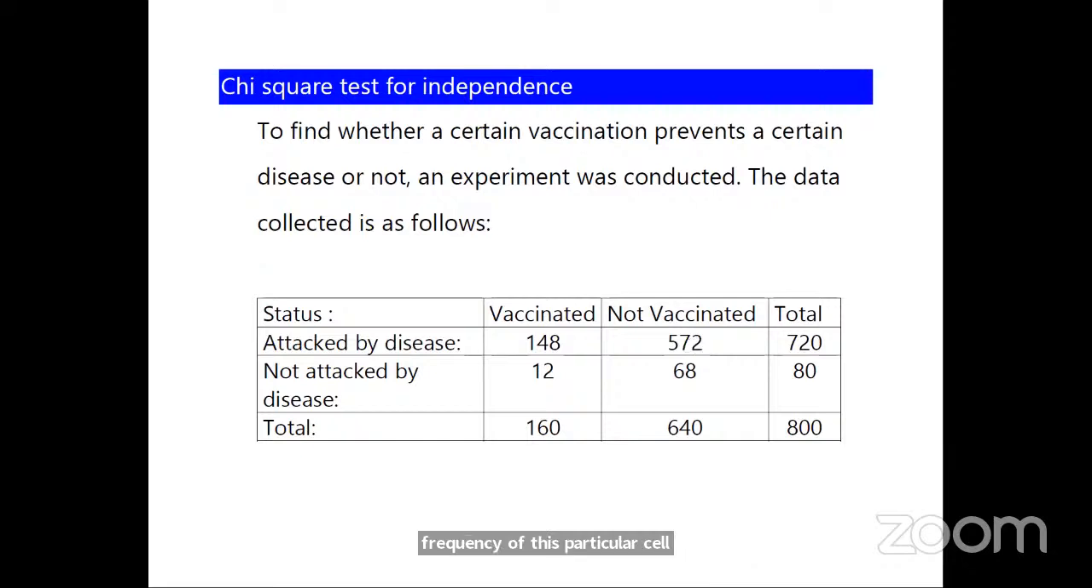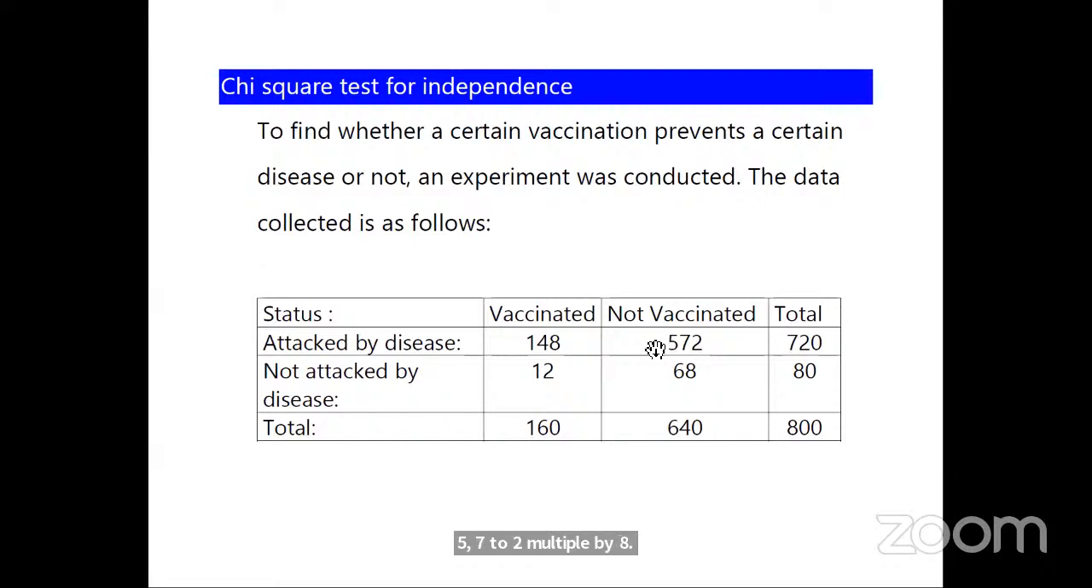Yes, anyone? How will we find the expected frequency corresponding to this cell of 572? It's simple. How can we compute this? 572 multiplied by 800 divided by 148.